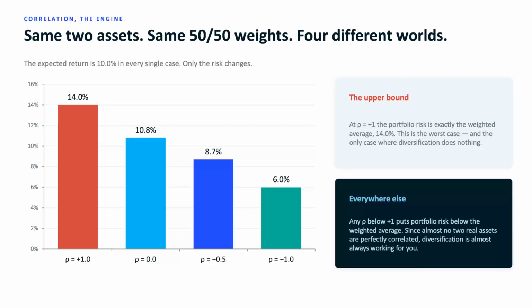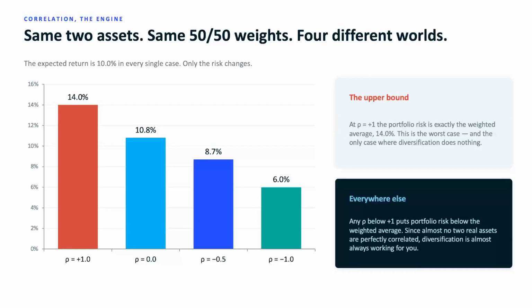So let's make this concrete. Same two assets, same 50-50 split, 4 different worlds. The only thing changing is correlation. At +1, portfolio risk is 14%. That's exactly the weighted average, the straight line answer. Diversification delivered nothing. Drop correlation to 0, risk falls to 10.8, drop it to -0.5, 8.7, -1, 6%.